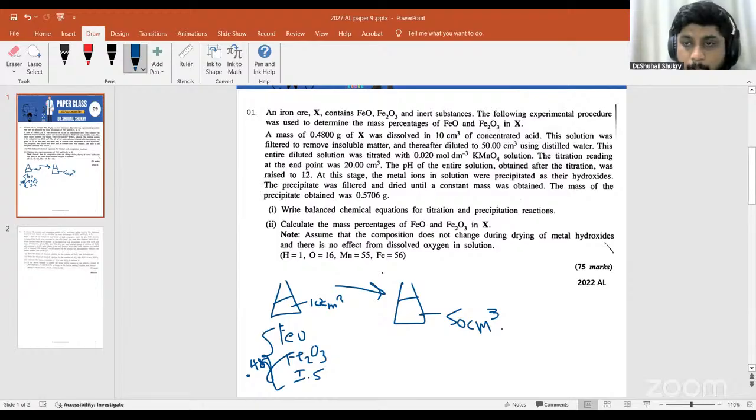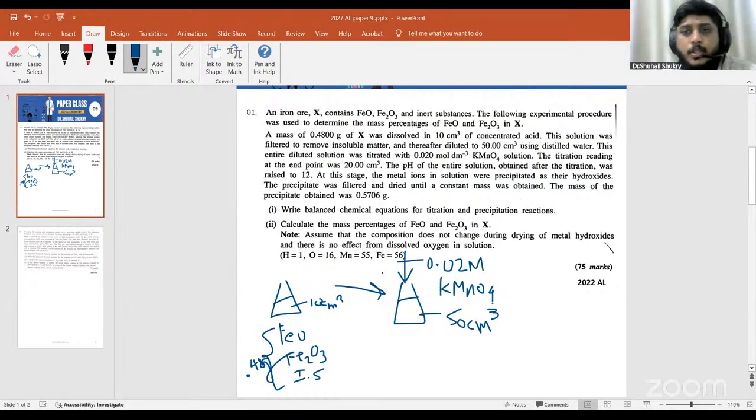Then this entire diluted solution was titrated with 0.02 M KMnO4. So this was titrated with 0.02 M KMnO4. Right, this was titrated with this.